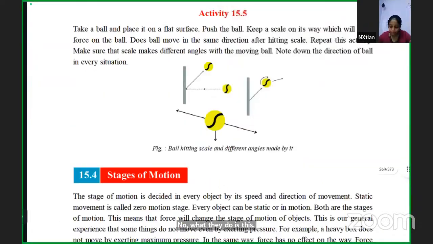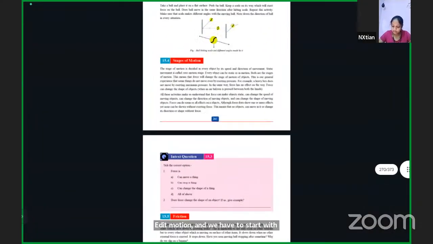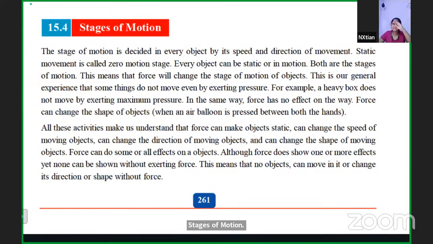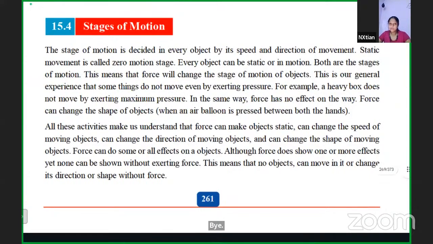We did motion, and we have to start with stages of motion. From here we will begin. Now, the stage of motion is decided in every object. How? By its speed and direction of movement. How is it decided? By the speed at which the object is moving and the direction in which it is moving.